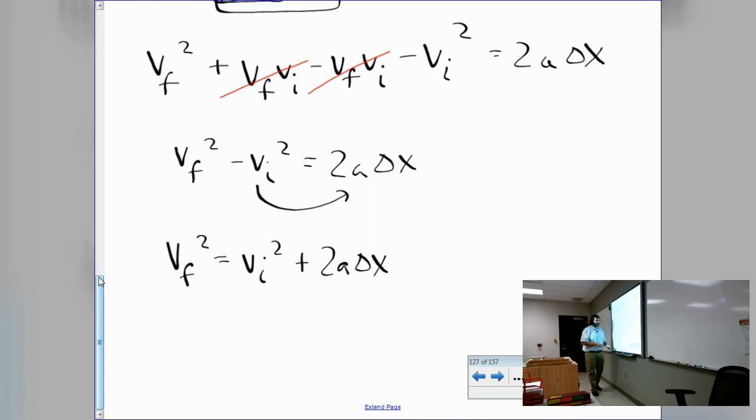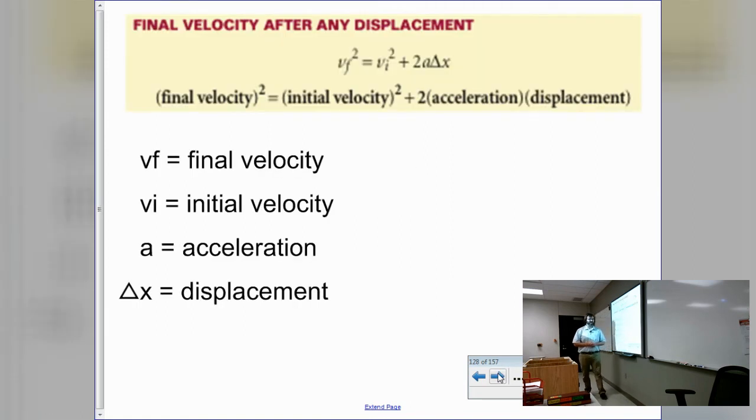This is our final kinematic equation. Took us a lot to get there, but this is it. So let's go ahead and show it a little bit neater. Velocity final squared equals velocity initial squared plus 2a delta x, 2a acceleration times our displacement.